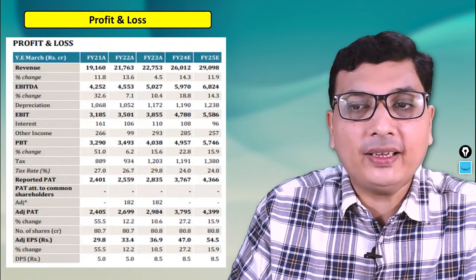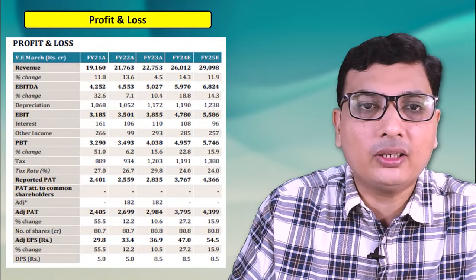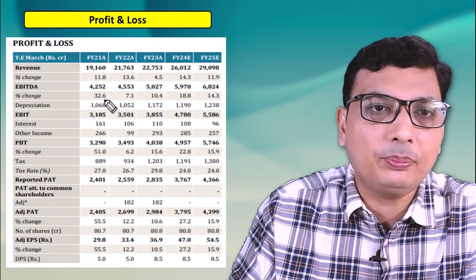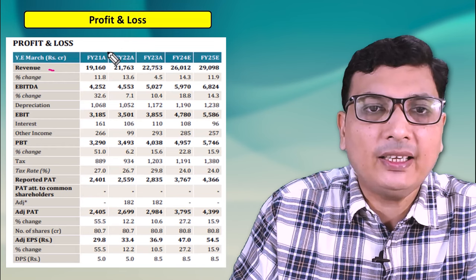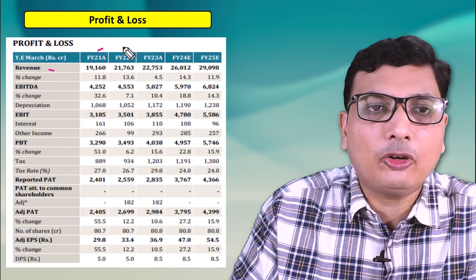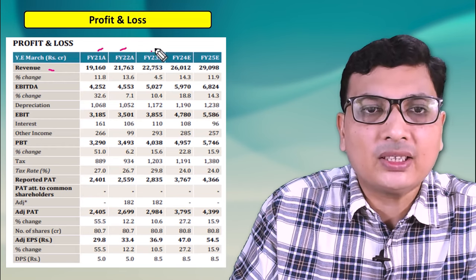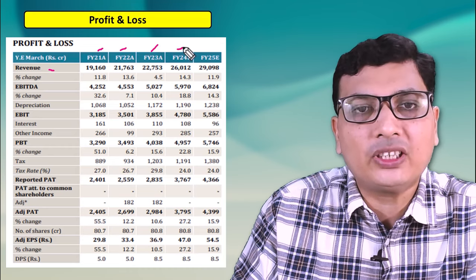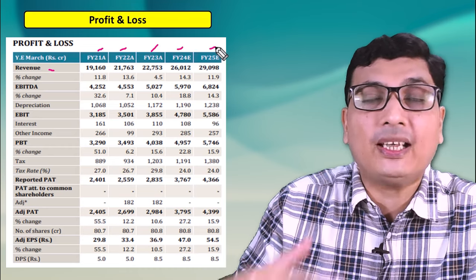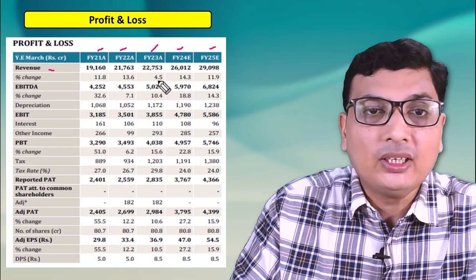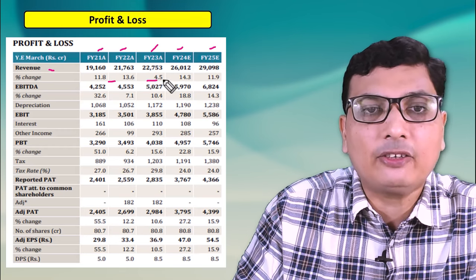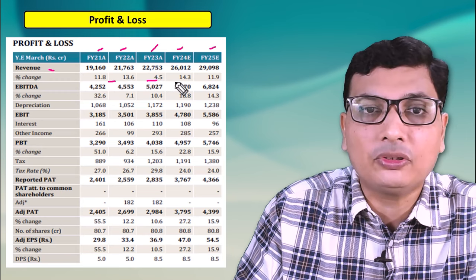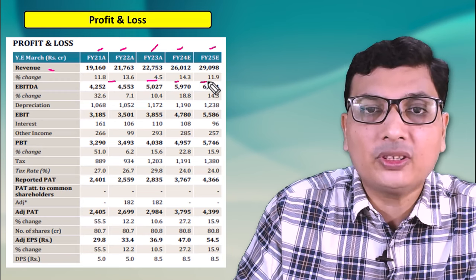Now comes the P&L account. This is a very important thing to check, because in the P&L account, the full P&L is given like here. But you have to see they normally give 2 years actual, the third year will be the current year, and the fourth and fifth will be the estimate. So next 2 years, what is going to happen? You can see in this P&L they are saying that in the current year it will be 4.5% revenue growth, however after that it will be 14.3 and 11.9.